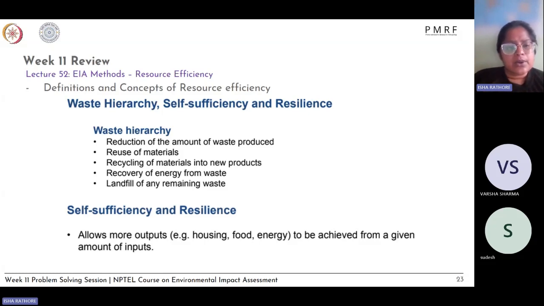Then we also looked at the concept of self-sufficiency and resilience. It allows more outputs to be achieved from a given amount of inputs. That is, you optimize your project development and all of these cycles so that you get more output out of the limited resources that you have. In terms of housing, energy, and food, and all of these things, you can apply the concept of self-sufficiency and resilience.